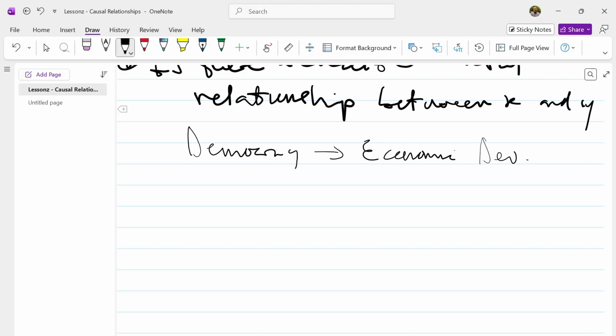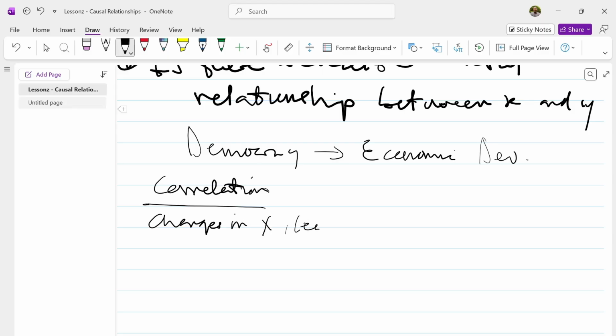Correlation, in case you don't know what correlation is, let me define it. Correlation is basically when there are changes in one variable, let's say changes in x, we also observe changes in y, okay, we also observe changes in y.